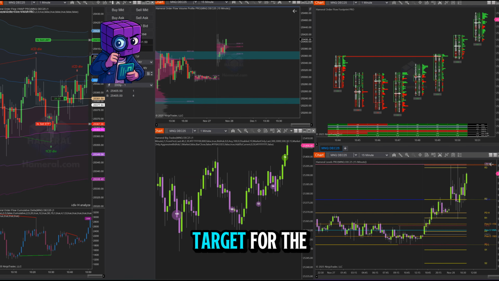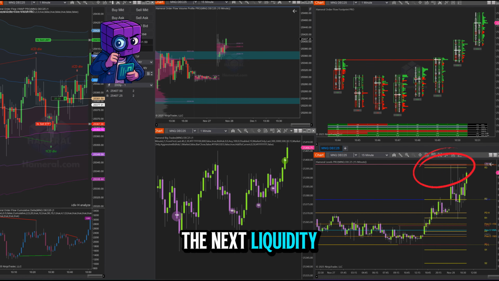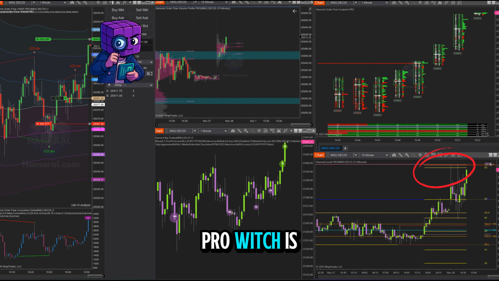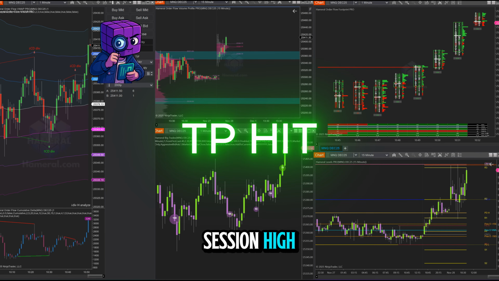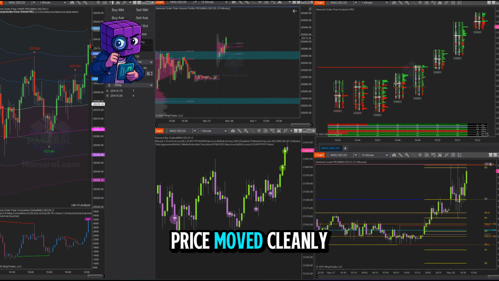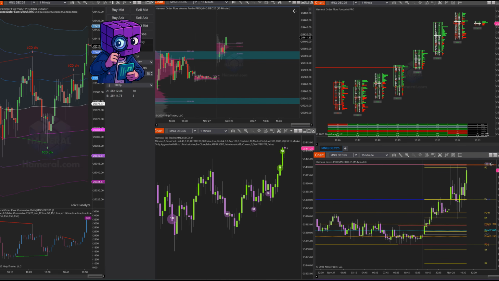The take profit target. For the target, we looked at the next liquidity and resistance area from Levels PRO, which is composed of the R3 pivot and overnight session high confluence. Price moved cleanly into that zone and even pushed beyond. Exactly at our TP area, the bubble tool showed large buy orders. Perfect spot to lock in profits as late longs jump in.